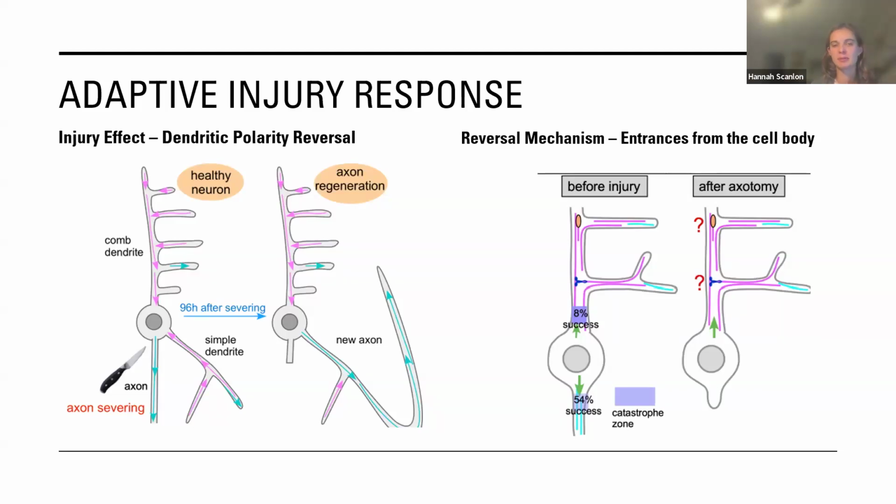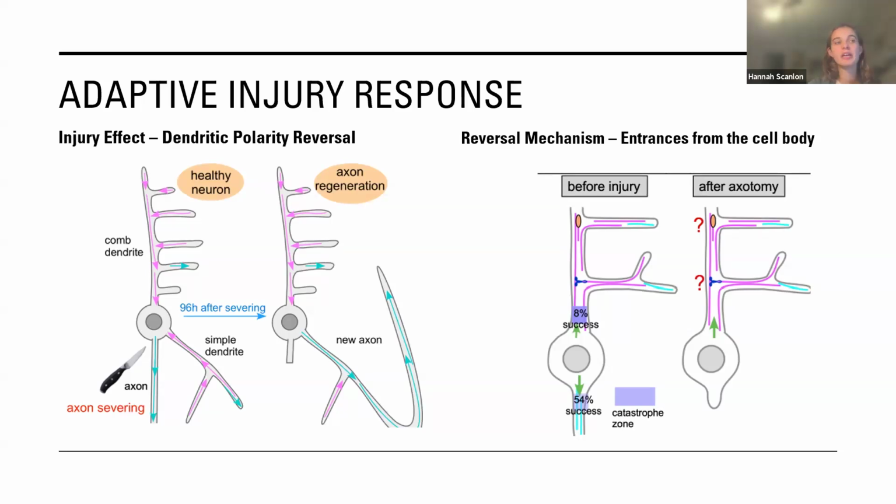And one possible mechanism they have identified is potentially entrances of new microtubules from the cell body. Before injury, there's a very low success rate of new microtubules trying to enter a dendrite from the cell body. In particular, these are typically plus end out microtubules. So the dendrite, which is mostly minus end out, doesn't really want plus end out microtubules to come from the cell body. They have a very low percent chance of success.